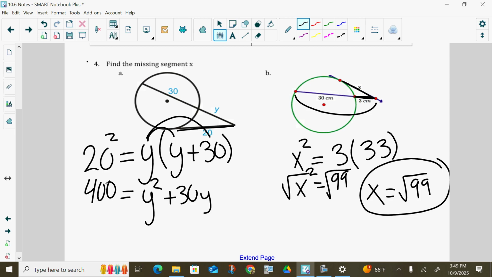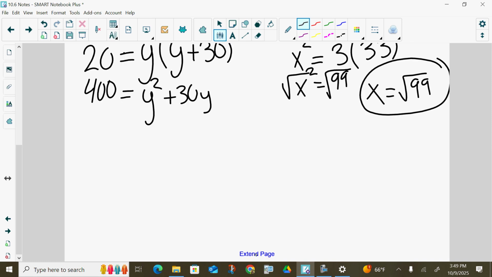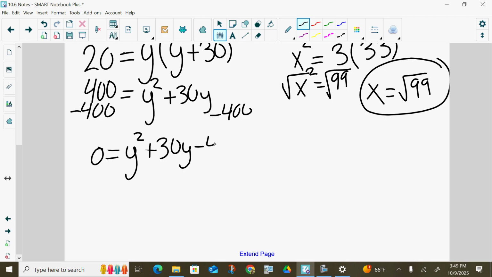So I'm going to have to think back to algebra 1, back to the quadratic formula, and we're going to have to use that to solve for y. Now, in order to use the quadratic formula, I need 0 on one side and everything else on the other side. So I'm going to subtract 400 to both sides, and I'm going to wind up with 0 equals y squared plus 30y minus 400.